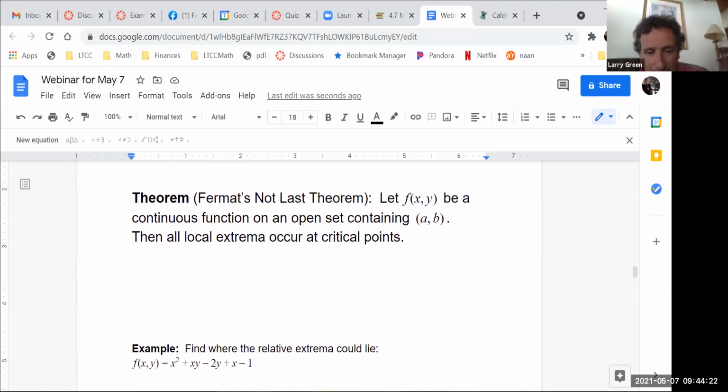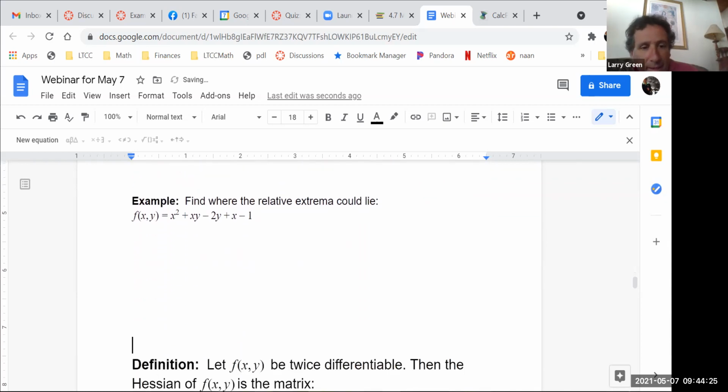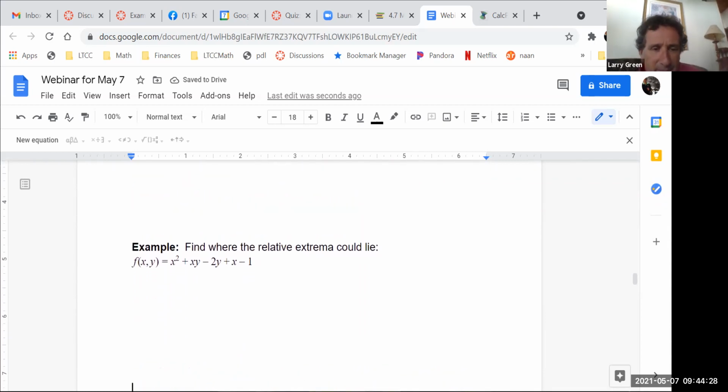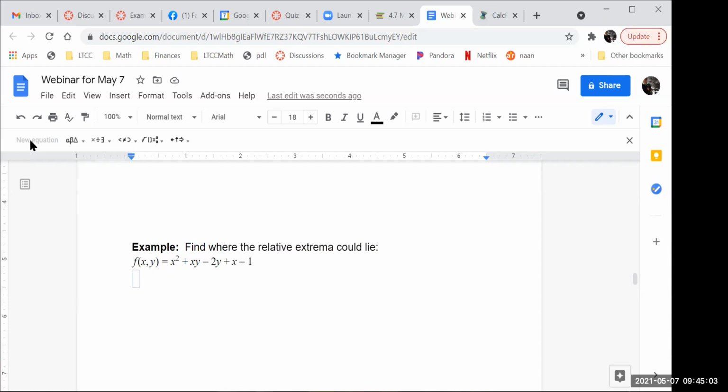So here is an example. Find where the relative extrema could lie. f of xy equals x squared minus xy minus 2y plus x minus 1. So I'm going to use Fermat's not last theorem. So what do I have to do? Find the gradient, set it to 0. Yep, we take the gradient.